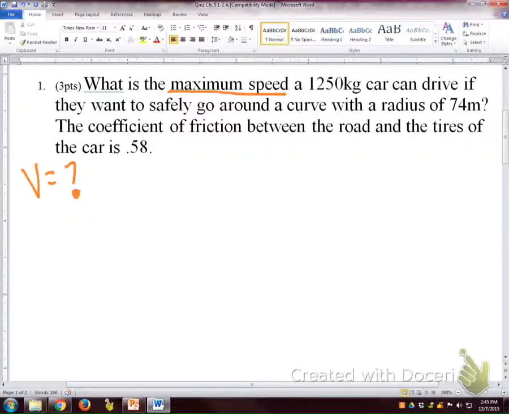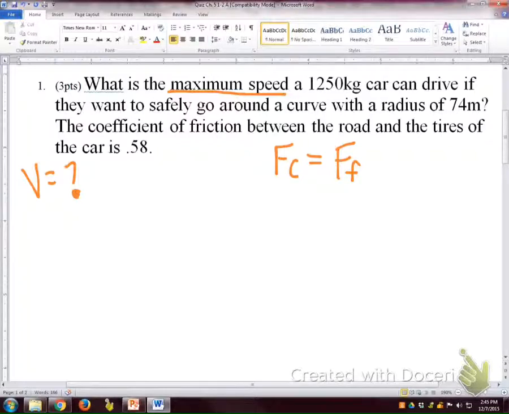Okay, when we're looking at a curve here and we want to find out what's the fastest we can go, that means we want our centripetal force to be equal to, but not greater than our frictional force. If our centripetal force was greater than our frictional force, that means our car would be going too fast and our car would begin to slide. We want our centripetal force here to be equal to or less than our frictional force.